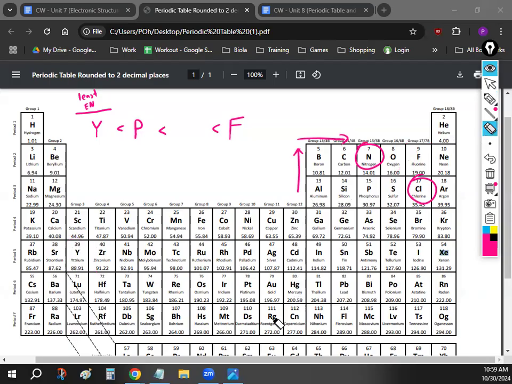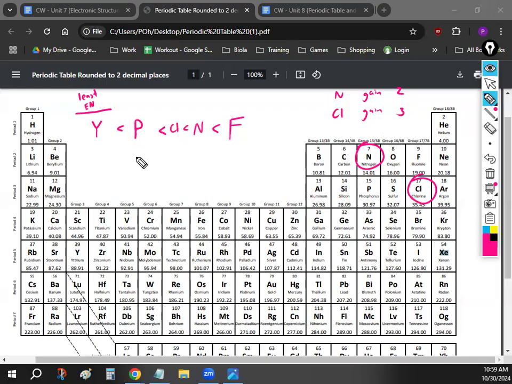For this one, let's go to, again, the pattern that we learned. Both of these guys want to gain, right? So N and Cl both want to gain electrons, so we don't need to worry about that. So we're going to look at the shells. How many shells does nitrogen have? 2. And how many shells does Cl have? 3. And so nitrogen is going to be more electronegative. So our order is this right here.